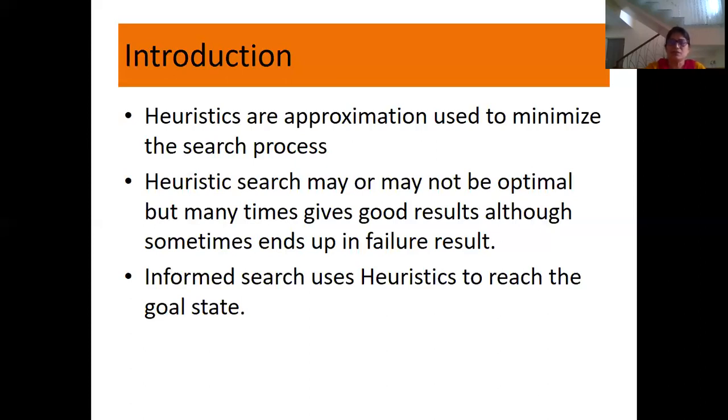Heuristic search may or may not be optimal, but may give you good results, although sometimes it ends up in a failure result. It is not necessary, again I repeat, it is not necessary that it will always give you the correct result. Sometimes it might give you a failure result. Informed search uses heuristics to reach the goal state, whereas uninformed search does not use any guidance or heuristic function.